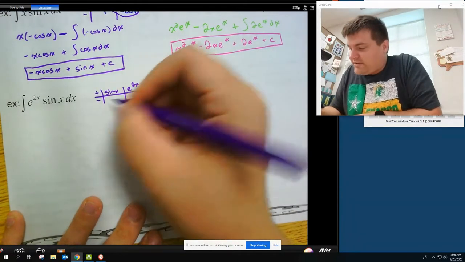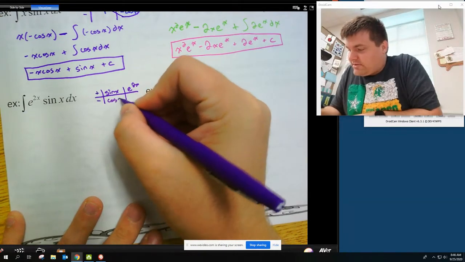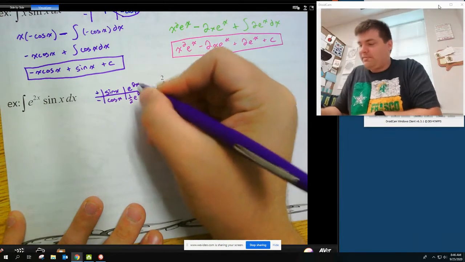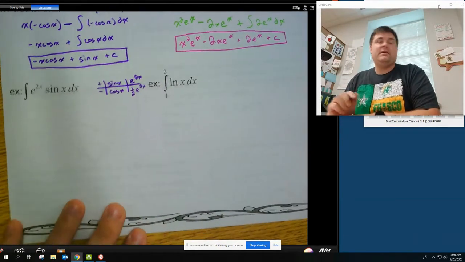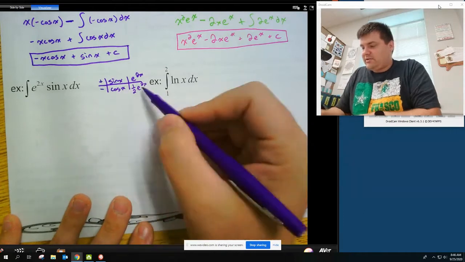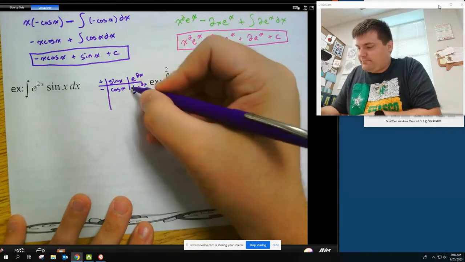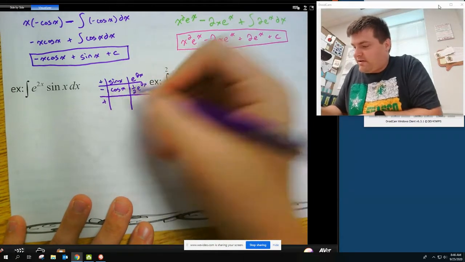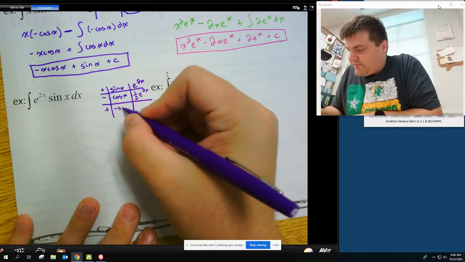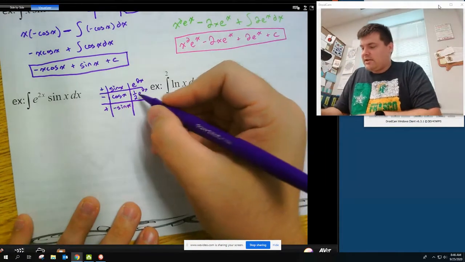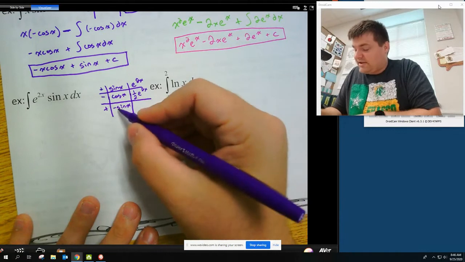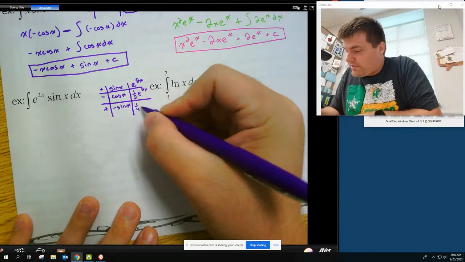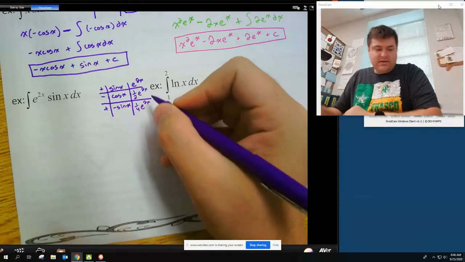So derivative of sine of x is going to be cosine of x. Antiderivative of that is going to be 1/2 e to the 2x. You could do a little bit of a baby u sub there to figure that one out. Okay, I cannot integrate that, so I'm going to keep going. So plus antiderivative of cosine is going to be negative sine of x. And then derivative of cosine is negative sine of x. Antiderivative of 1/2 e to the 2x is going to be 1/4 e to the 2x.